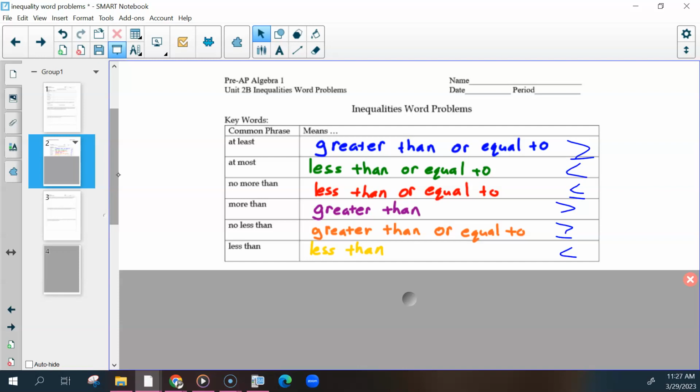I need at least 8 hours of sleep. So I need 8 hours of sleep to be functional. I could use more and that'd be great, but if I use any less, I probably won't be great. So you could always go more with at least. At most, less than or equal to, that should have a line under it very much.